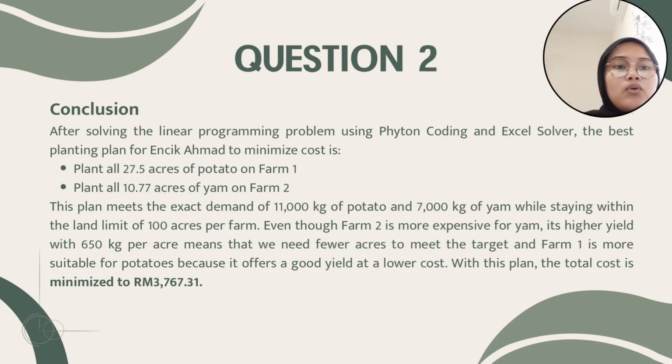And even though farm 1 is more expensive for yam, its higher yield of 650 kg per acre means that we need fewer acres to meet the target. And farm 1 is more suitable for potato because it offers a good yield at a lower cost. And so with this plan, the total cost is minimized to RM 3,767 ringgit point 31 cents.